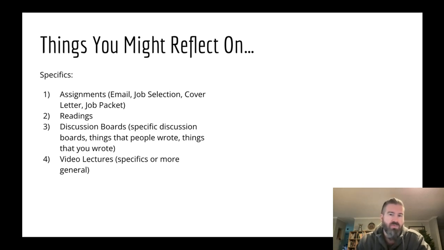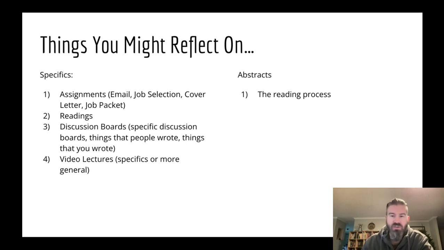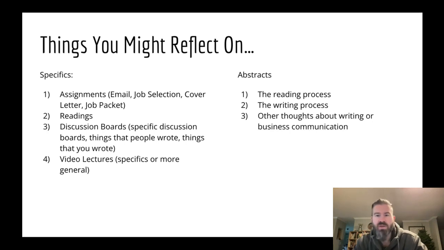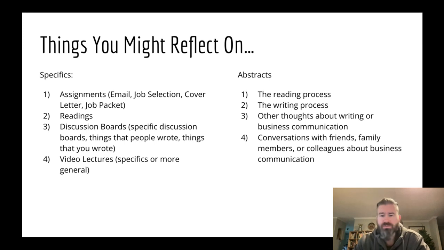But you could also reflect on things that are abstract. That is not a specific thing, but one of a bunch of things or the way that things interconnect. So for example, the reading process. What has this class taught you about how to read things closely, maybe? Or the writing process. Think back to the very beginning of the quarter when we talked about the elements of the writing process. Any other thoughts about writing or business communication in general?